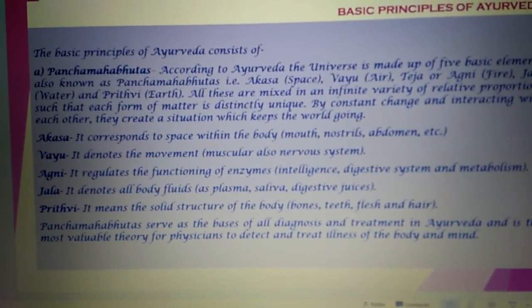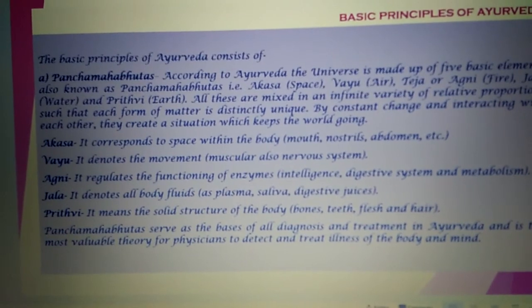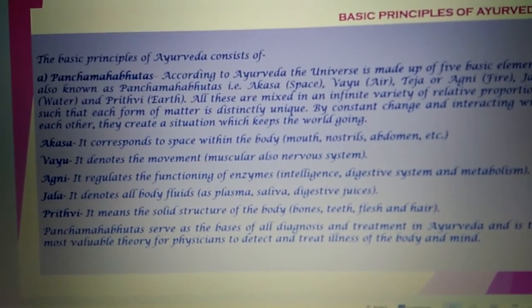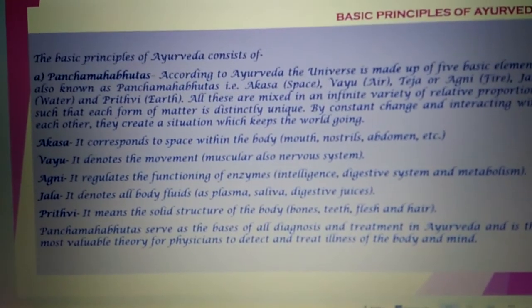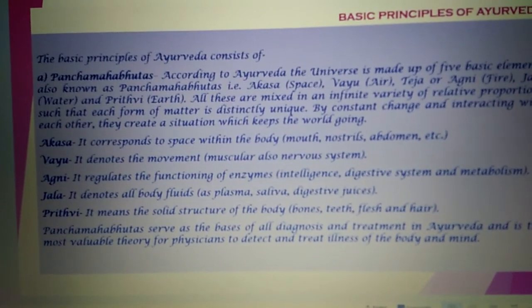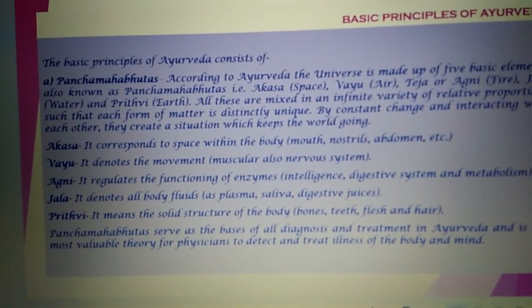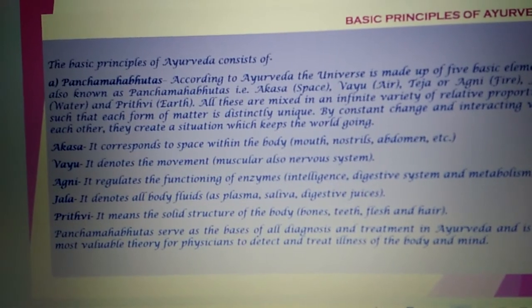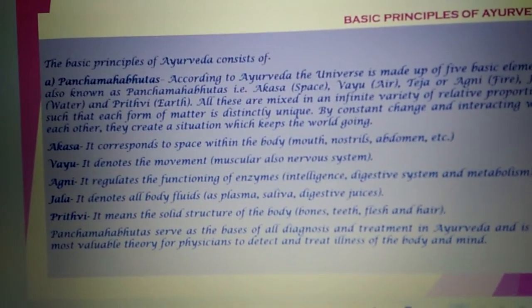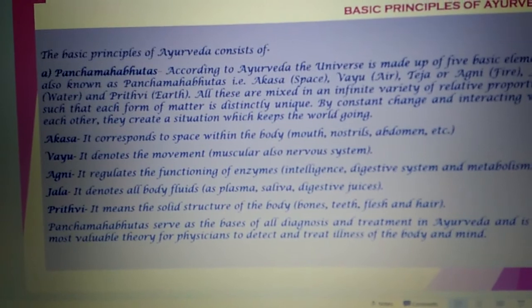If any constant change or interaction occurs between these 5 basic elements, then it creates a situation which keeps the world moving. So there is a special interaction between Akasha, Vayu, Teja or Agni, Jala and Prithvi, which keeps the earth moving.